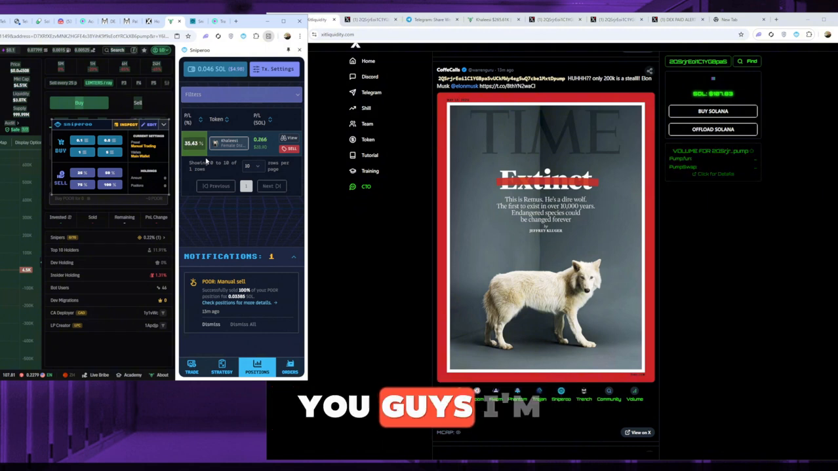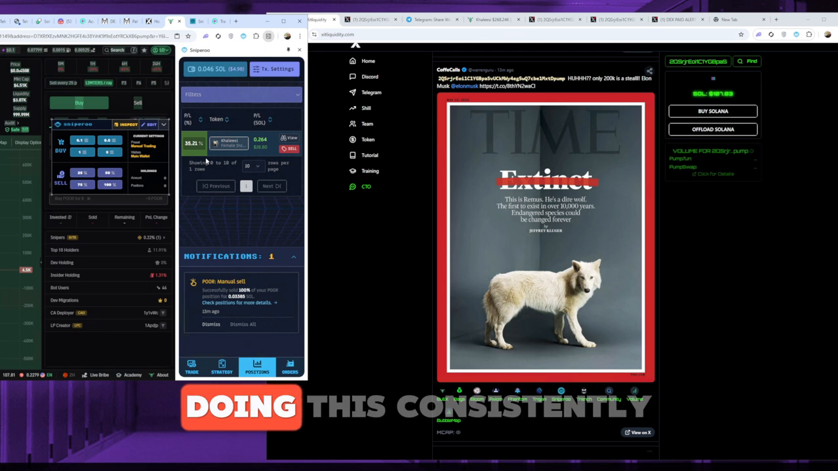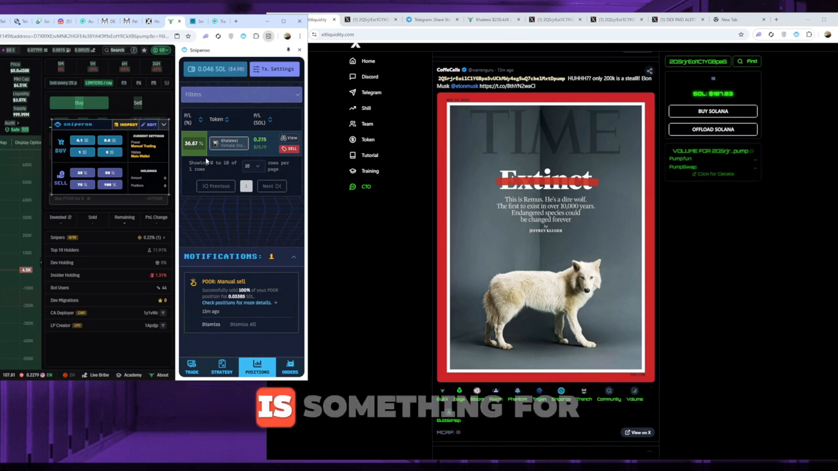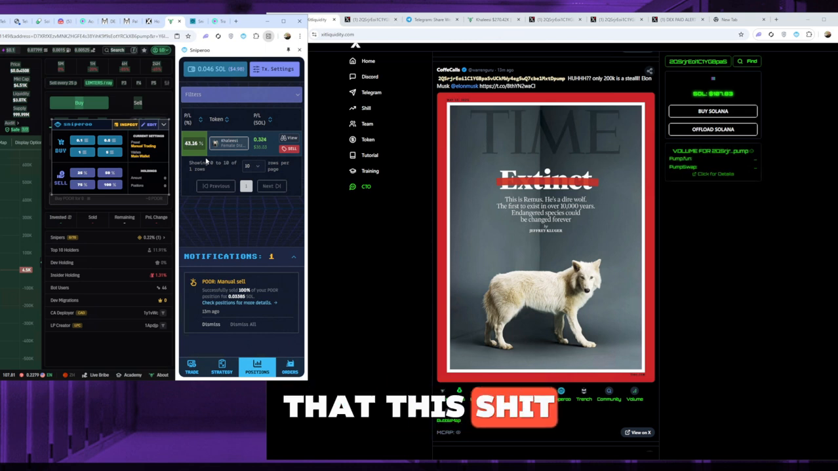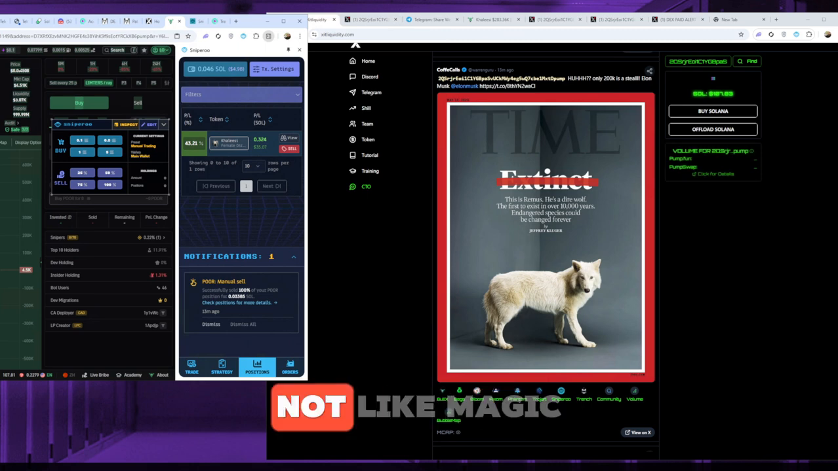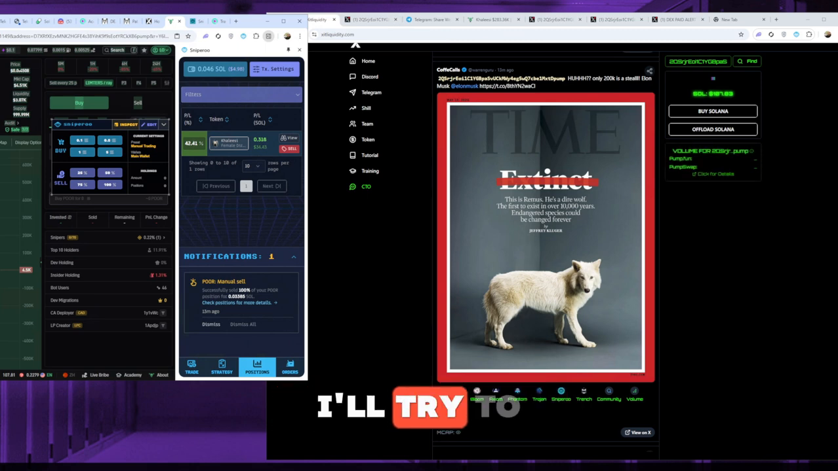I want to teach you guys. I'm currently doing this consistently on warren.guru, but exitliquidity.com is something for you guys to really see that this shit really is working. I'm at 42.44% right now, as you can see. This is not like magic. I'll try to make it a little bit bigger for you guys so you can see it here. Hold on.